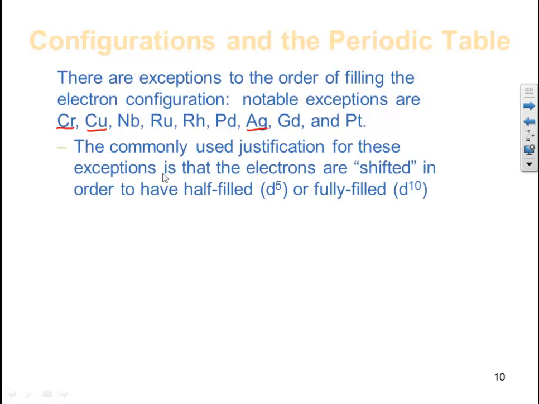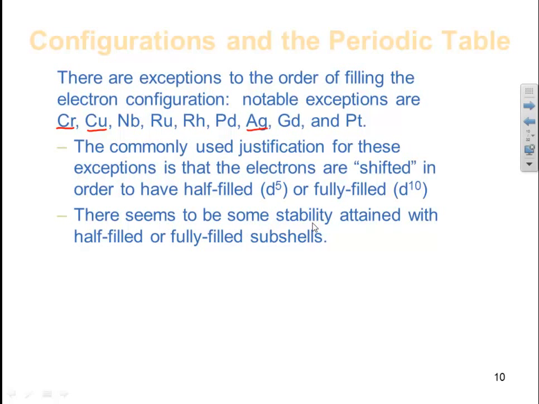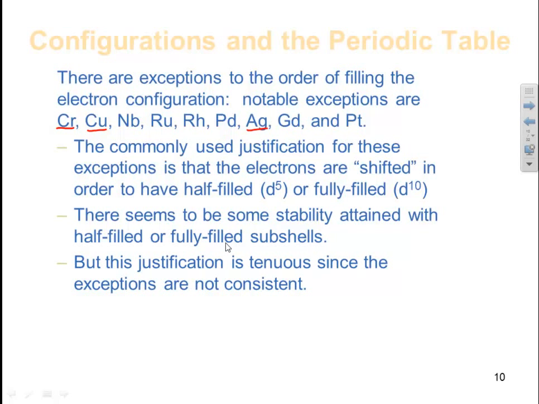The commonly used justification for these exceptions is that the electrons are shifted in order to have half-filled d5 or fully filled d10 subshells. So in a D block, they tend to try to be more stable by having a half-filled arrangement. So they take an electron from the outer shell, like the 4s, and put it in the D block to get a half-filled or fully filled shell. There seems to be some stability attained with half-filled and fully filled subshells. But this justification is tenuous since the exceptions are not consistent.